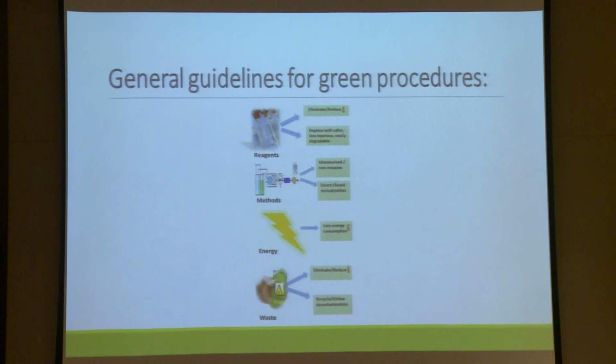To summarize and make it easier, we have 4 general guidelines: the reagents, the method, energy, and waste. For the reagents, we need to eliminate or reduce as much as possible and replace with more renewable, more benign or more green solvents. For the method, it should be miniaturized and non-destructive. Also, it has to be direct to avoid derivatization steps. For energy, we need to lessen the energy consumption. And for waste, either eliminate or reduce it, and for the worst case, have a policy or a tactic for recycling or waste management.